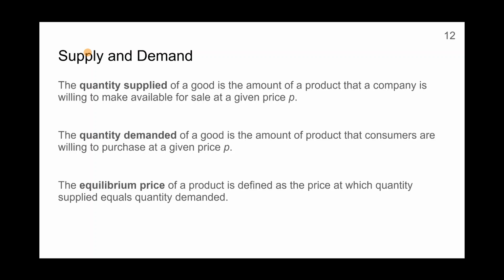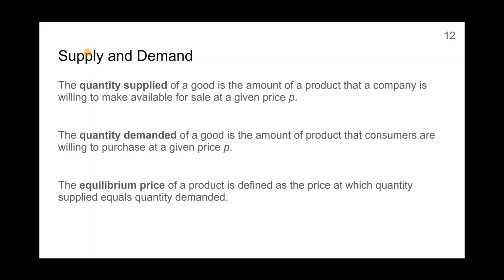The quantity supplied of a good is the amount of a product that a company is willing to make available for sale at a given price P. The quantity demanded of a good is the amount of product that consumers are willing to purchase at a given price P. The equilibrium price of a product is defined as the price at which quantity supplied equals quantity demanded.